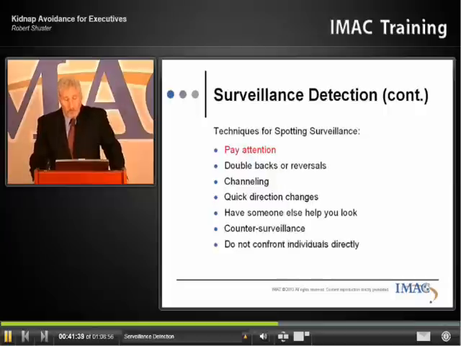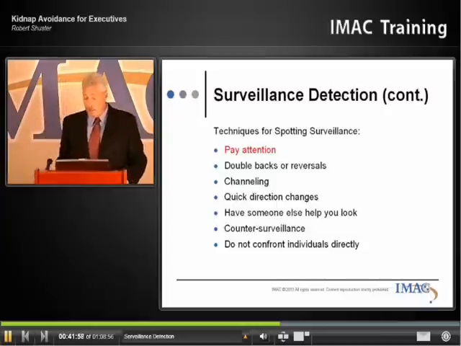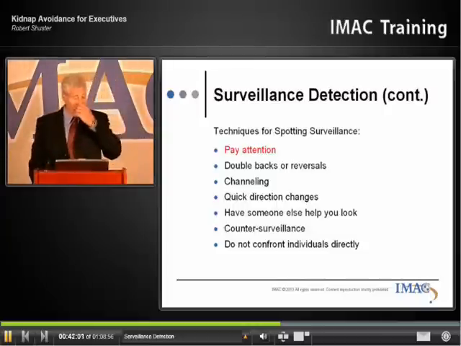I do not. If you see surveillance, and you will, if you pay attention and apply some of these techniques to spot it, I don't suggest you confront them at the time. Keep in mind these individuals ultimately mean you harm, and they may just decide that's as good a time as any. So it's not a good idea to confront them individually, directly.